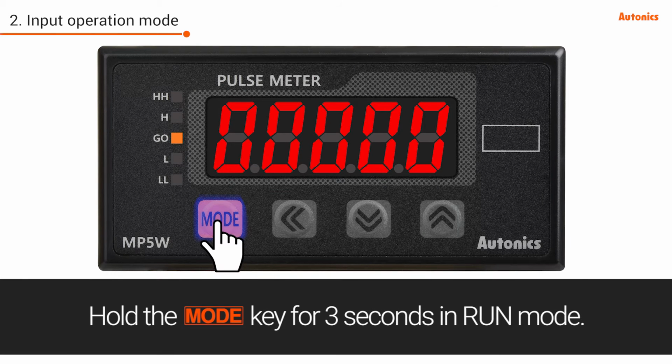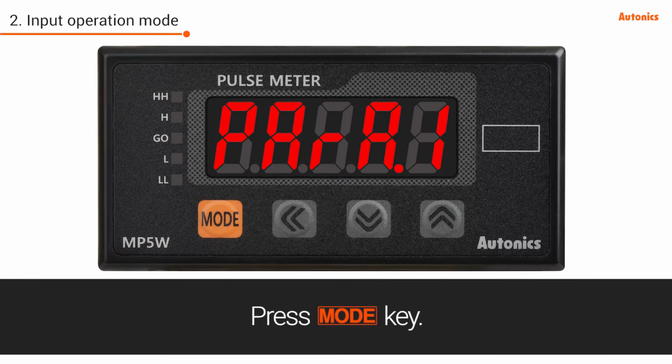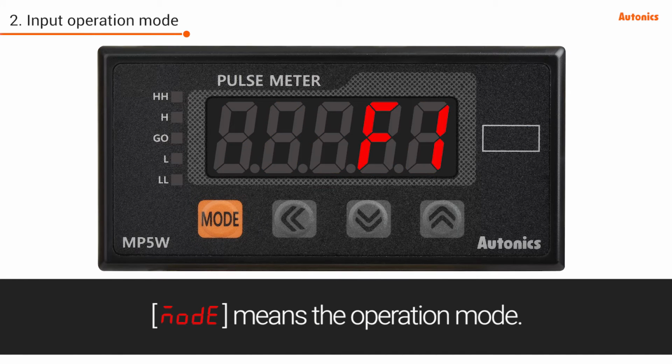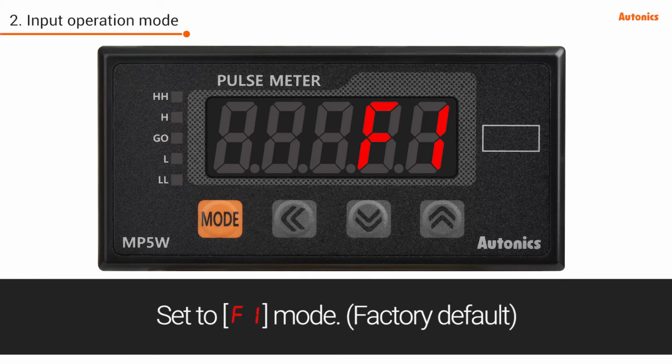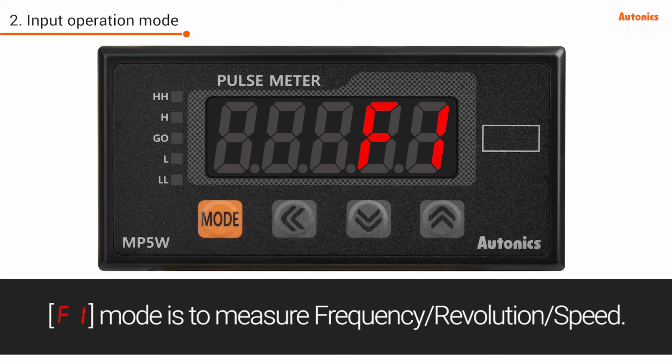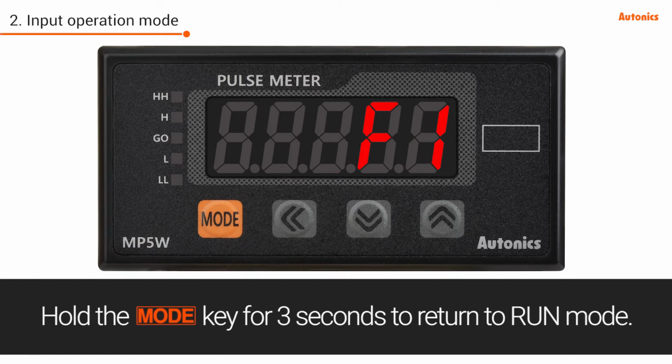Hold mode key for 3 seconds in run mode. Press mode key. Mode means the operation mode. Set to F1 mode. F1 mode is for measuring frequency, revolution and speed. Hold the mode key for 3 seconds to return to run mode.